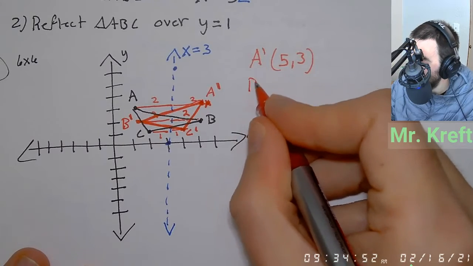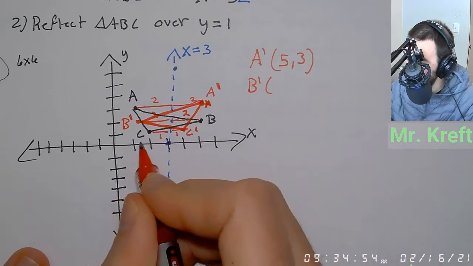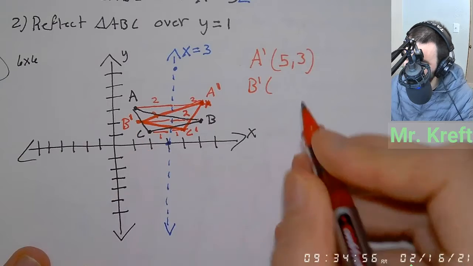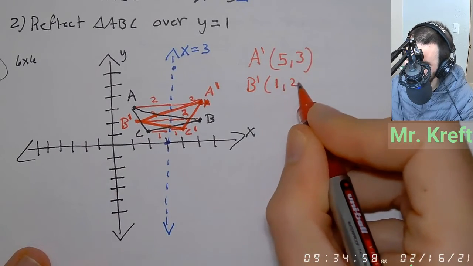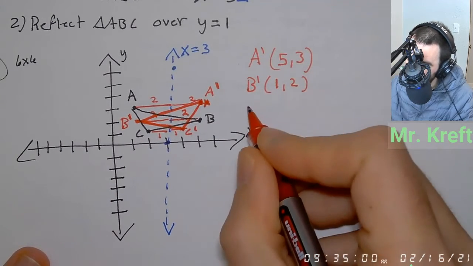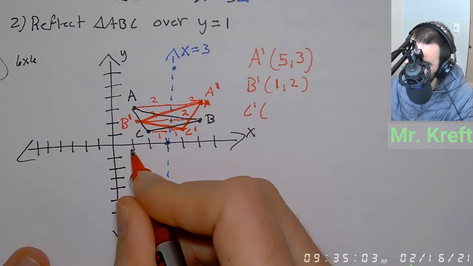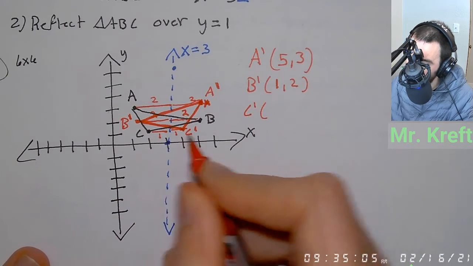So here we go, we got B prime. B prime looks like it's right 1, up 2. And then C prime, it looks like it's right 1, 2, 3, 4, up 1.